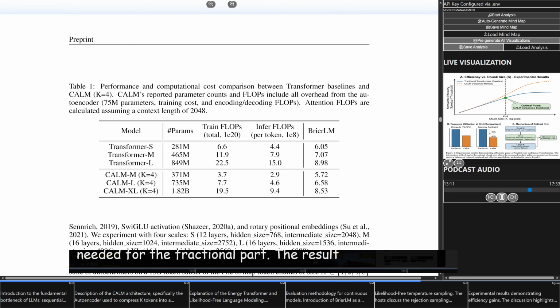The result is an algorithm that exactly samples from the desired temperature scale distribution. That sounds incredibly precise, but also potentially brittle in a different way. If the exact procedure needs thousands of trials to find one successful sequence, haven't you just reintroduced that inference bottleneck? That is the risk, 100%.